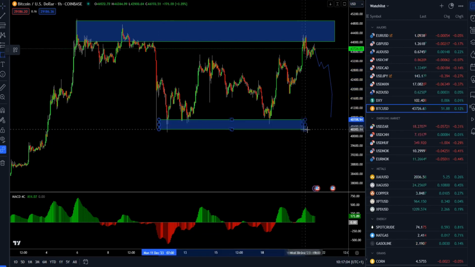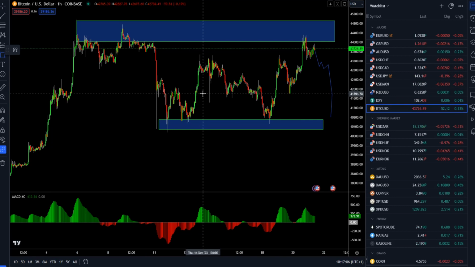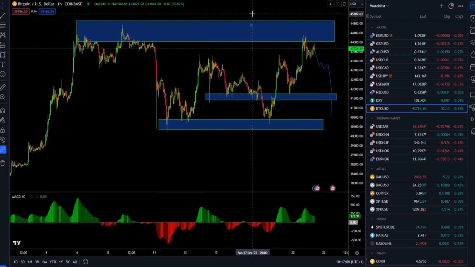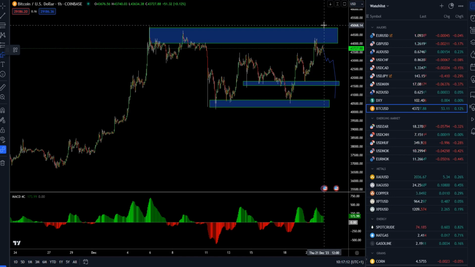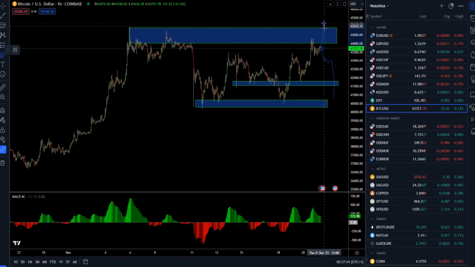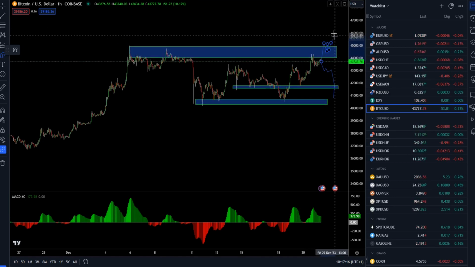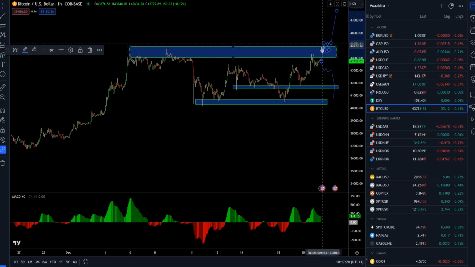So this area here for the market to return back to some of the zone here. If the market can trade higher and hold above 45,000, then it can open the door for higher prices towards the 46, 47,000, even 48,000 mark.